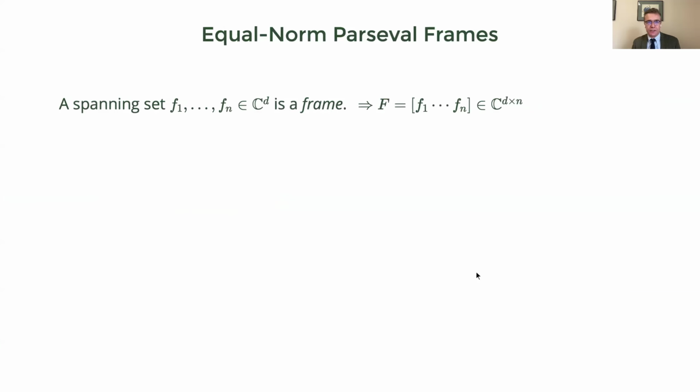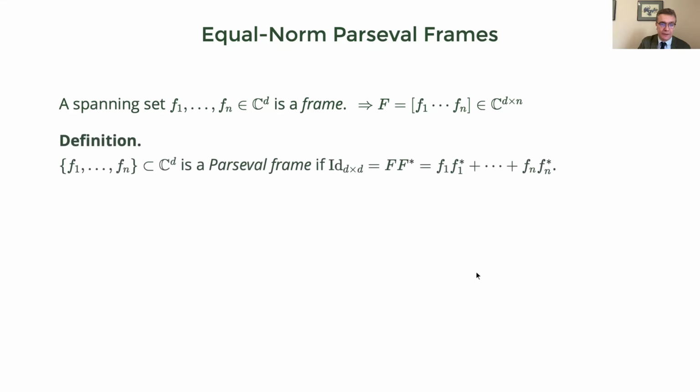All right. So let me switch gears a little bit and talk about equal norm Parseval frames. For my purposes today, I'm only ever thinking about finite frames. And so I am going to think of a frame for C^D to be a spanning set. Then I'm going to package my frame vectors as the columns of some D by N matrix called capital F. And then my frame is going to be a Parseval frame if the frame operator, which in terms of the matrix F is just F times its conjugate transpose, is equal to the identity matrix.